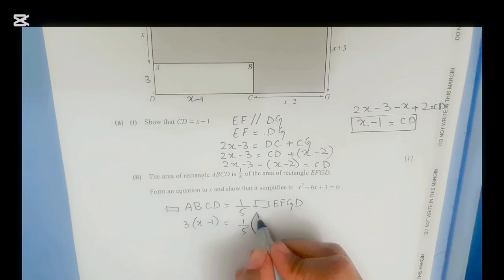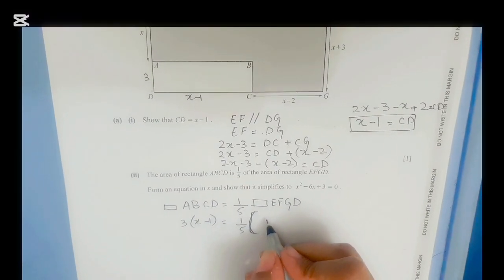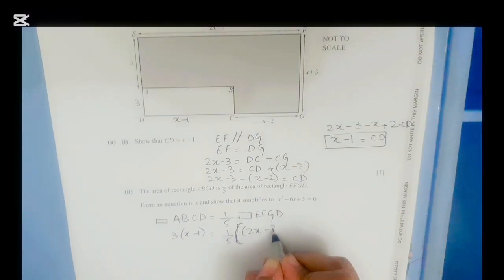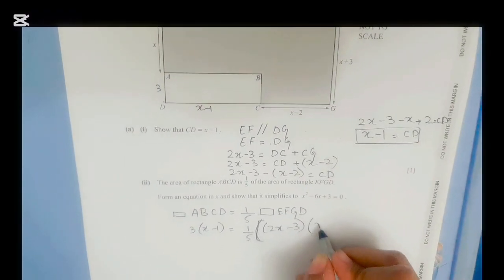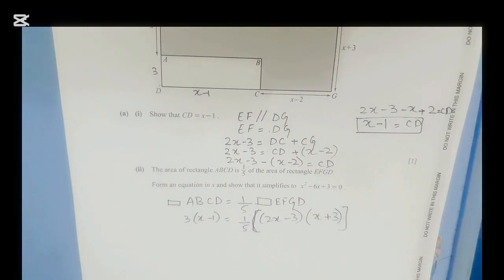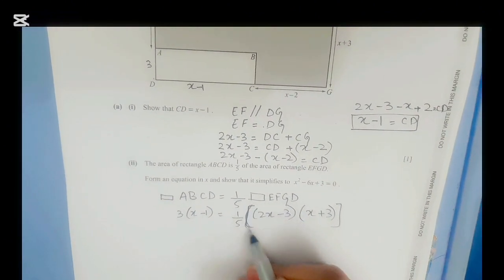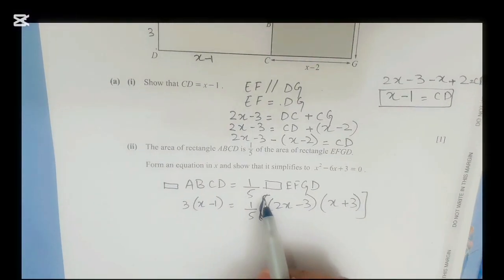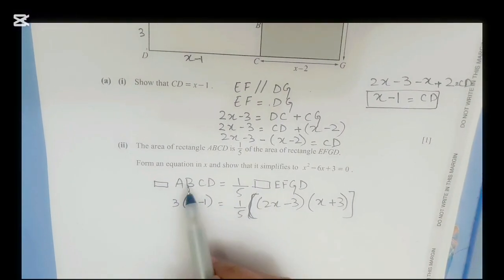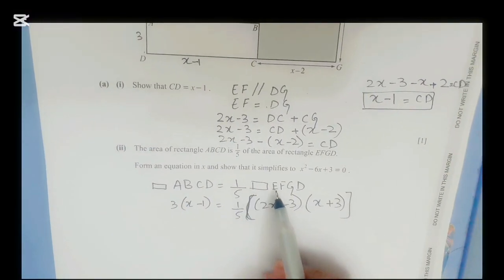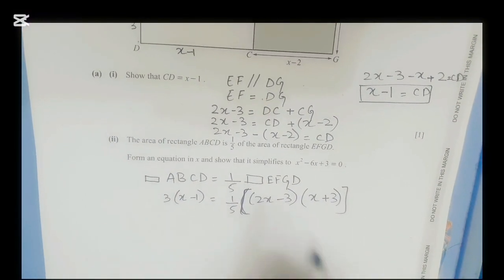What is length over here? Okay, I am writing in this form. Length is 2x minus 3, and breadth is x plus 3. The formula for area of rectangle is L multiplied by B. So this is length, and this is breadth, and this is the information that is given in the question, that ABCD is 1/5 of rectangle EFGD. So we have made this.